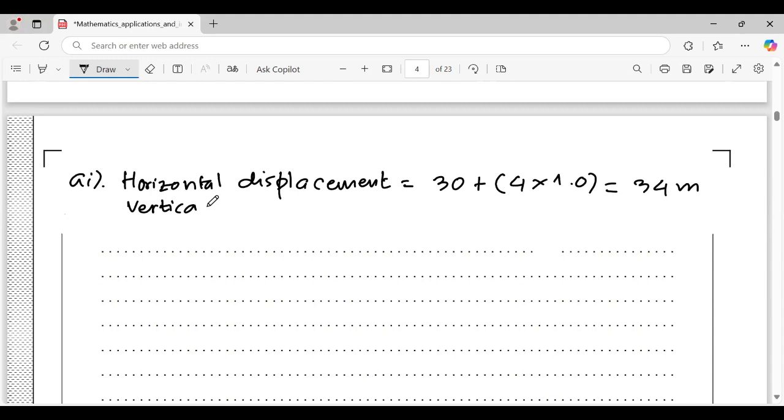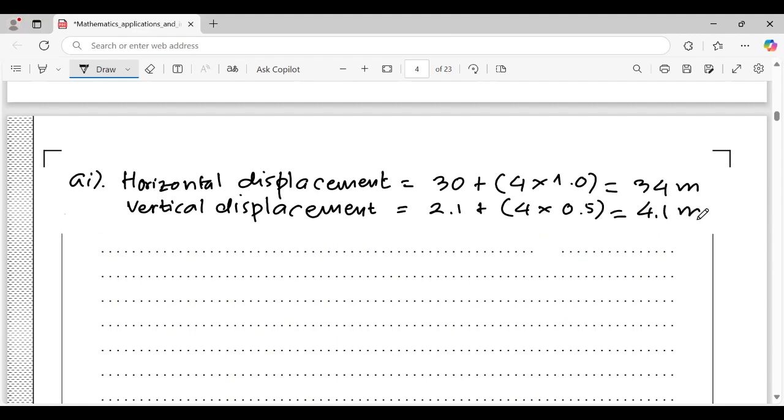While the vertical displacement is 2.1 plus 4 multiply 0.5, and it is 4.1 meters.